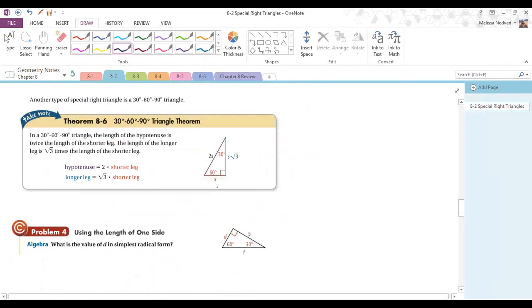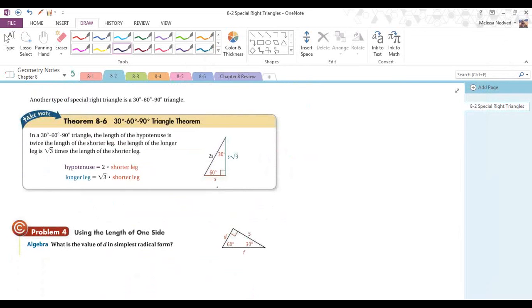The short leg will always be across from the 30-degree angle. The long leg will always be across from the 60-degree angle. You can remember that from chapter 6 when we classified lengths of sides based on angle measures. Also, most of the time you'll be given a picture, which typically should make it very clear which is your short leg and your long leg.